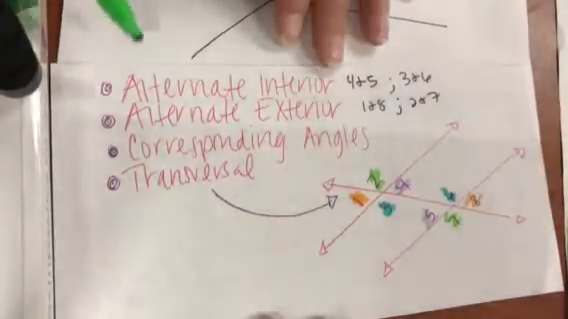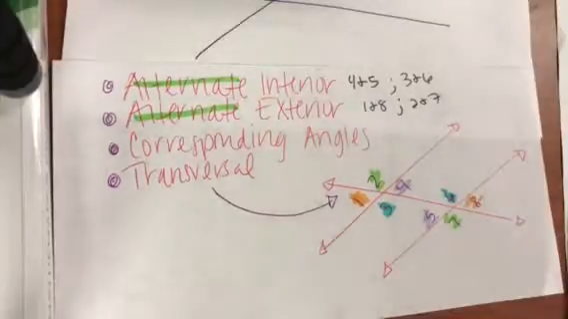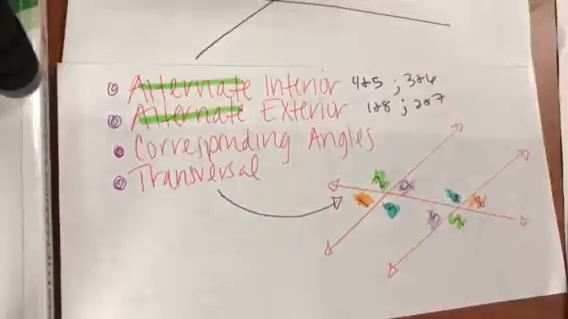The word that tells you that they're opposite is alternate, because they are opposite from each other. If it said same side, then obviously they would be on the same side, and it would be these two here and these two here. But it says alternate, therefore it's on the opposite side.